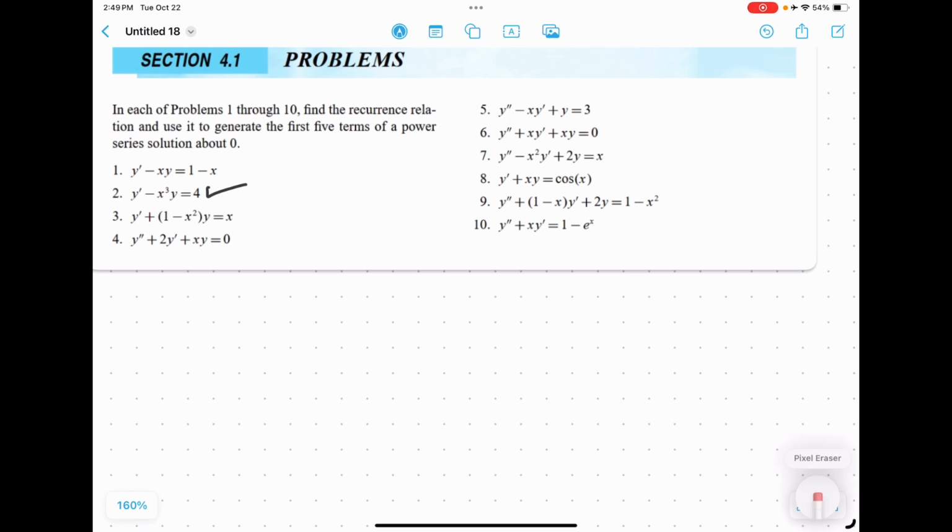Now, before I jump into question number 2, I want to do a quick revision of all those steps that we have talked about in our previous video. The reason I want to do that is because those are the same steps that I'll be using for all the problems in section 4.1.